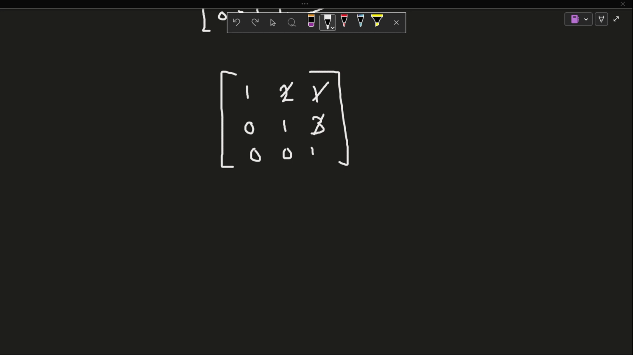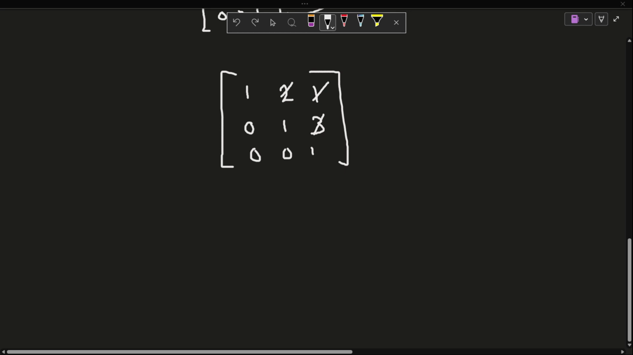Okay? And we'll define having an inverse as if and only if the matrix can be transformed into an identity matrix with elementary row operations. And that is very important to keep in mind whenever you're trying to figure out if a matrix has an inverse. Okay?